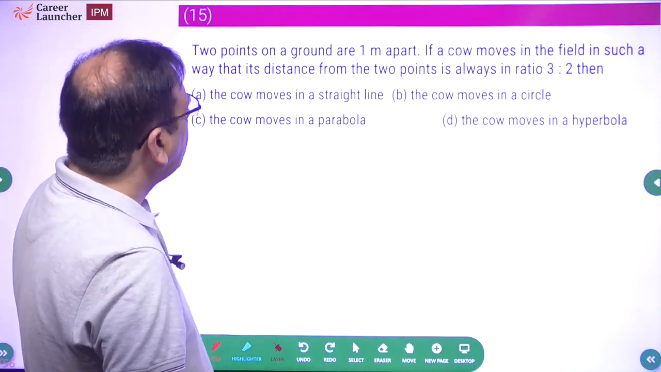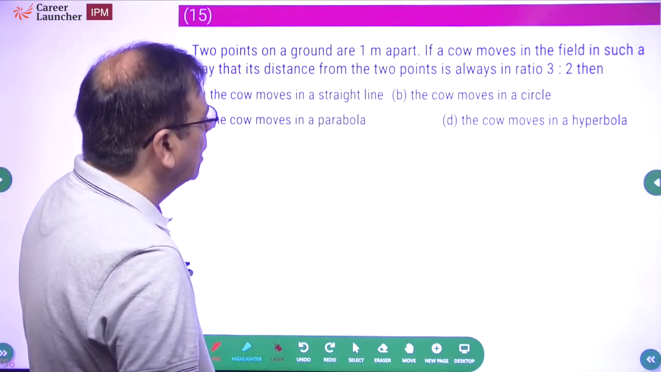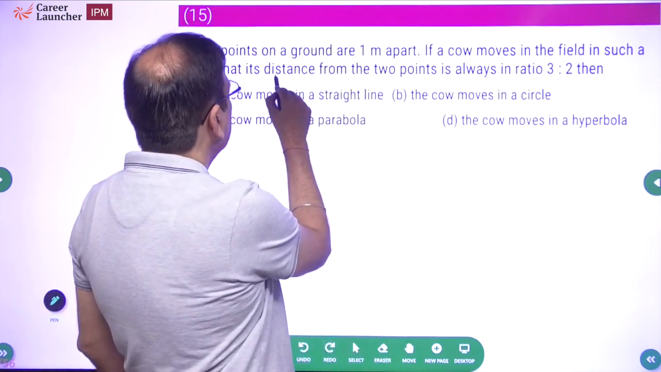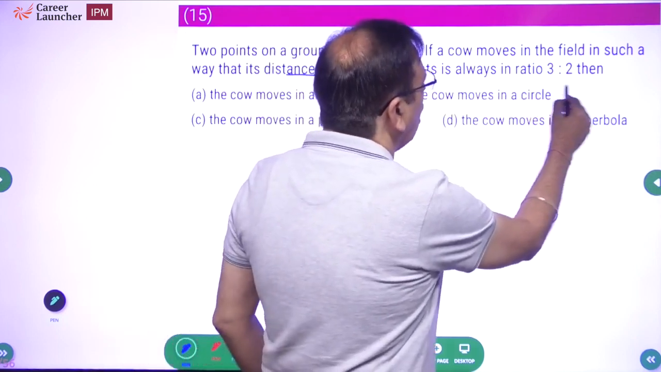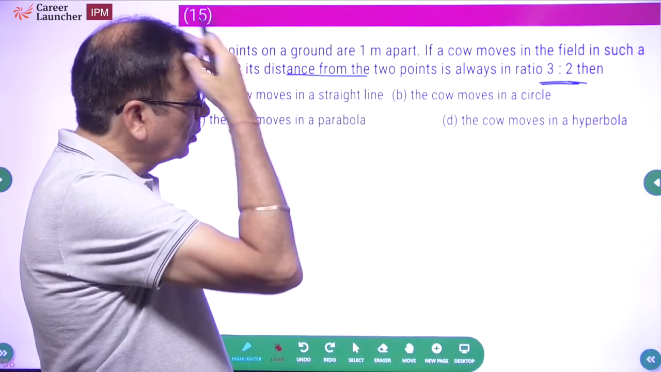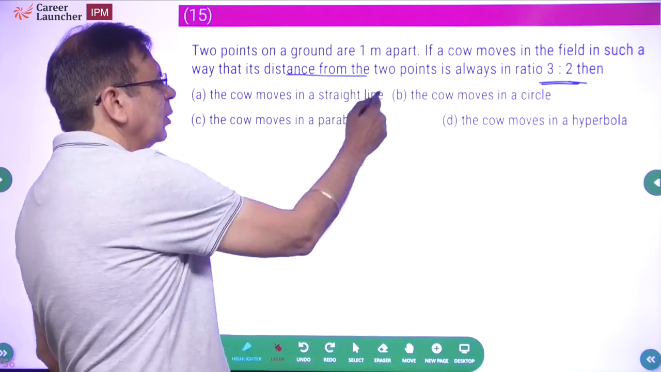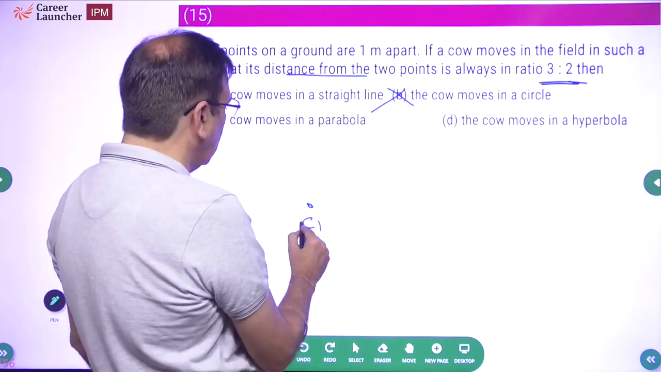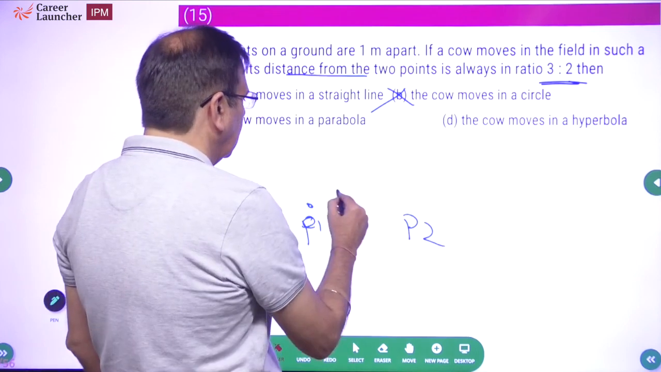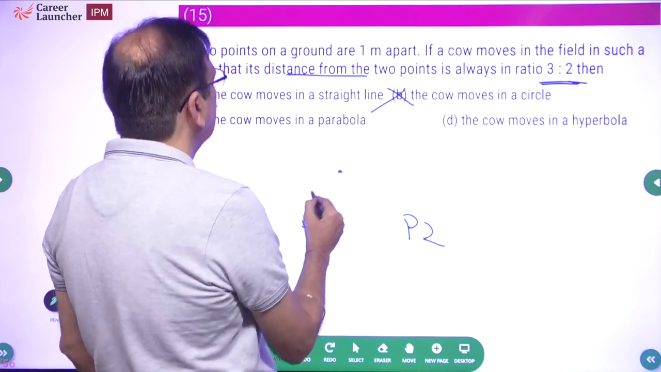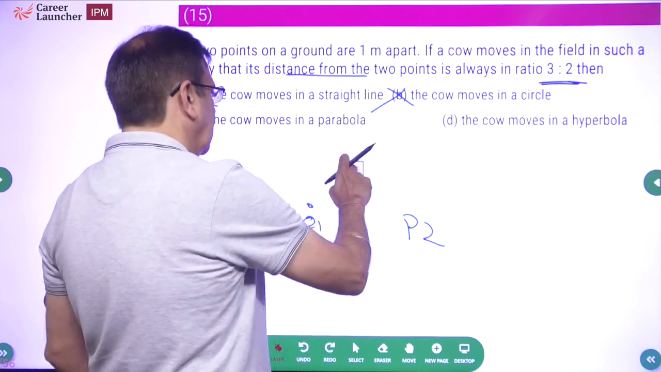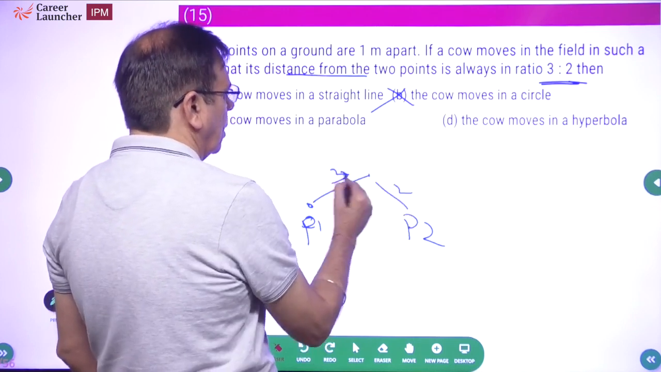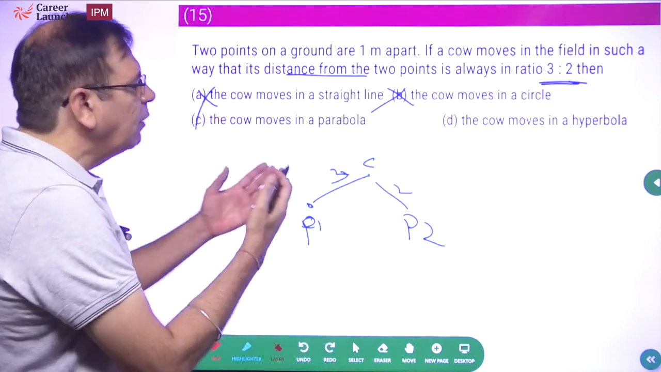Okay. 2 points on the ground are 1 meter apart. If a cow moves in the field such that its distances from the 2 points are always in the same ratio, then भैया क्या हो गया? तो ये तो hyperbola ही होता है. Circle तो नहीं हो सकता. Straight line नहीं हो सकता. After all, if there is point 1 here and point 2 here, and the cow is, let's say, here, in the ratio of 3:2, so let me say this is 3, this is 2. Okay, this is where the cow is. So it will always be in this ratio.